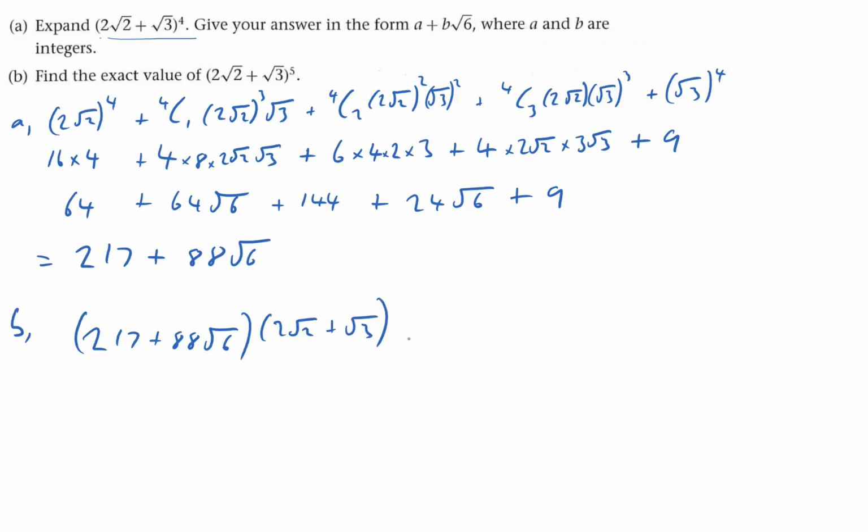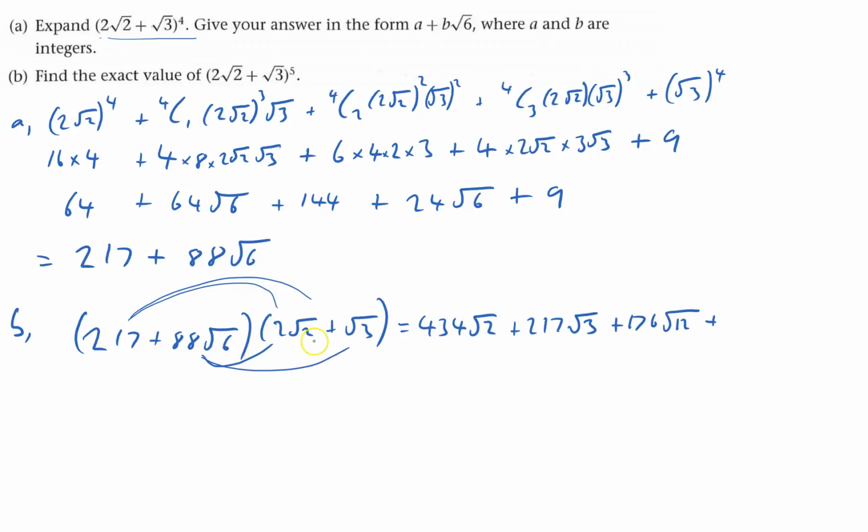And it's got to be the exact value, so this comes to, that will be 434√2 plus 217√3 plus 176√12, and then plus 88√6 times 3 is 18.